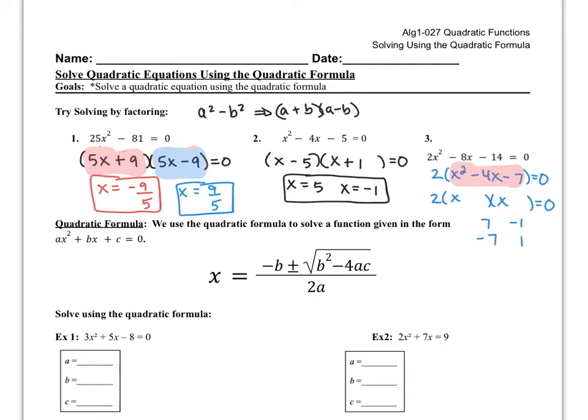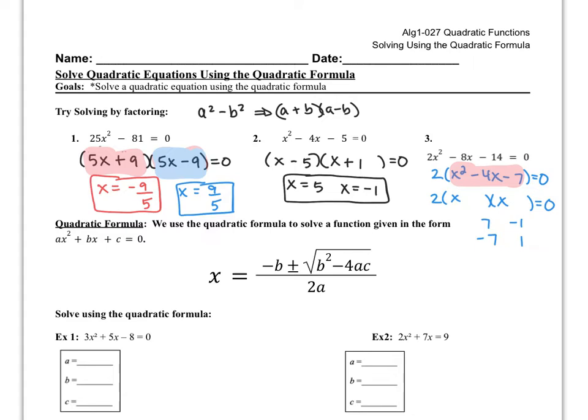And so in this case, what would happen is I would find that this, in fact, is not factorable. Since it's not factorable, I can't solve it by factoring. And so then I would either have to graph it, or I would have to use the quadratic formula. And so that's why we're learning the quadratic formula.